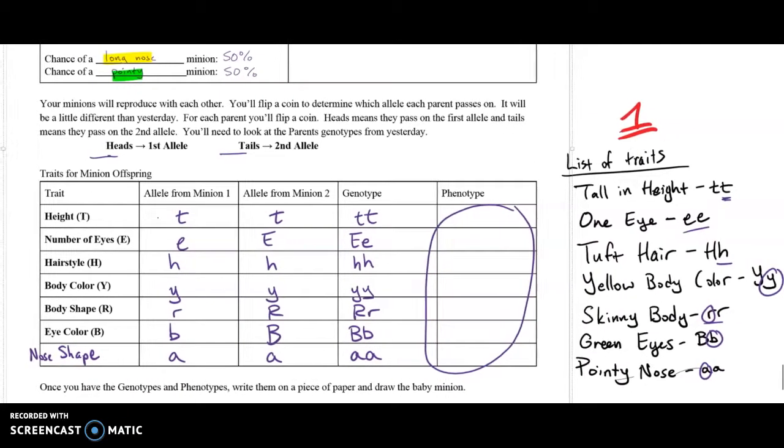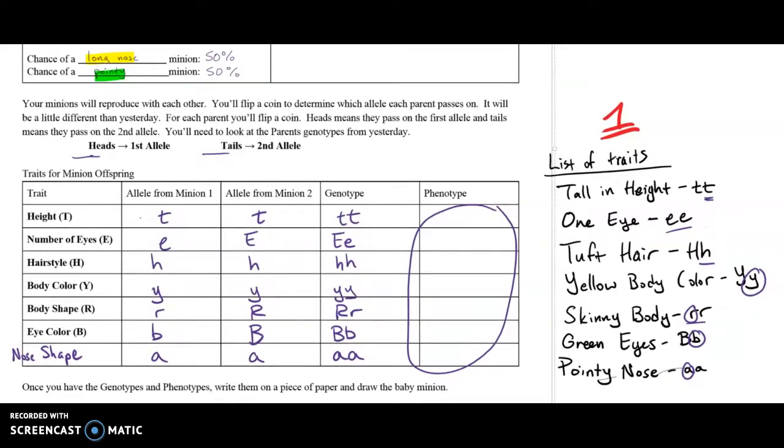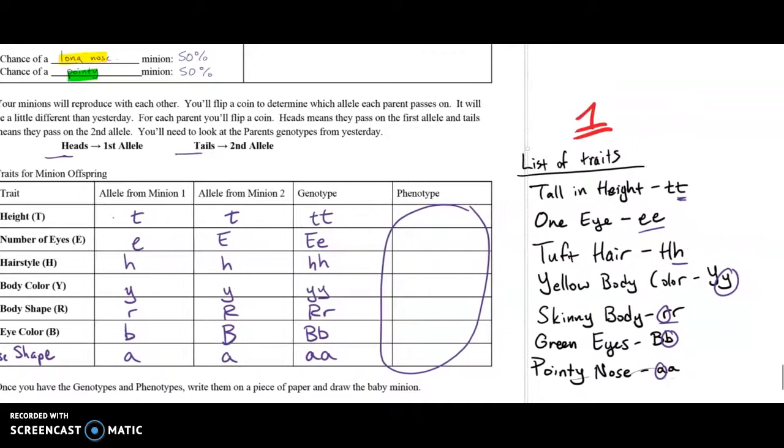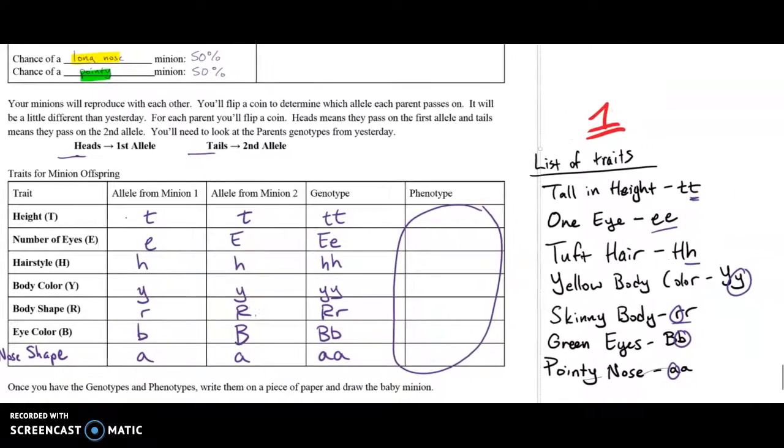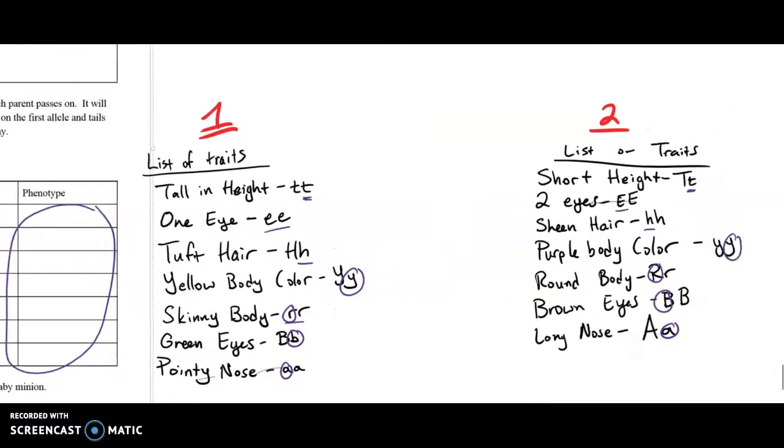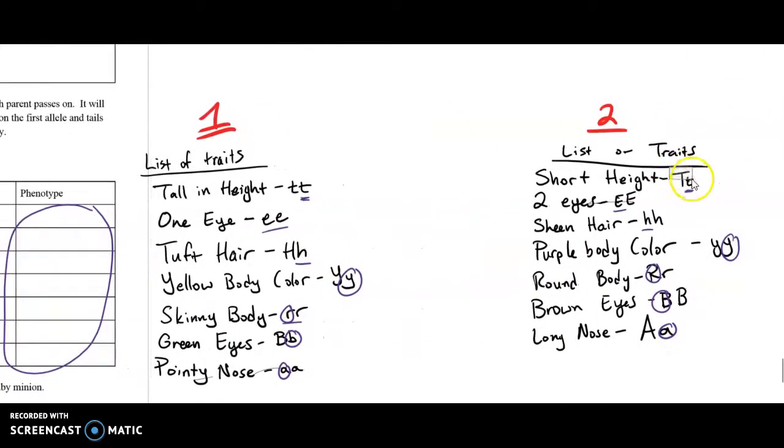So I went ahead and did this already. How did I know which allele to give? So for instance, you could see here, parent 2, this minion has a big and a small t, so we're not sure which one it will pass on. When I flipped the coin, I got tails, so I knew to choose the second one. That's how I knew which one to choose, okay?